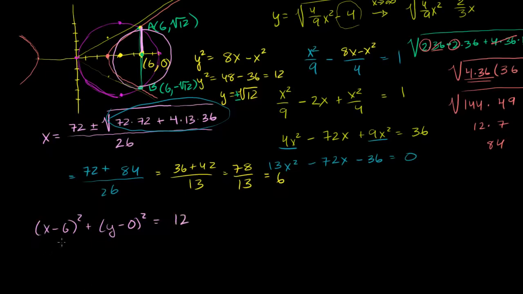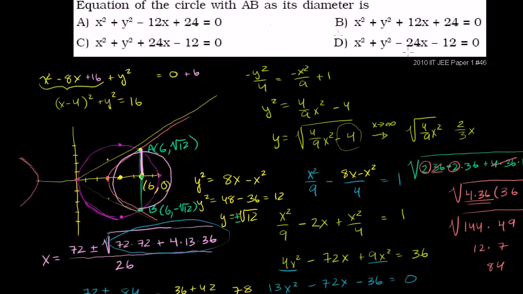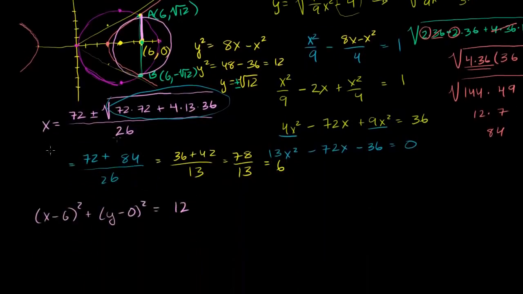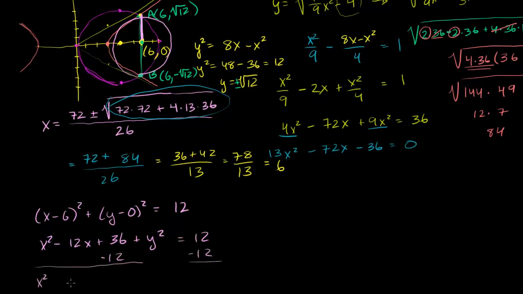So the equation is going to be x minus 6 squared. And let's see what form they have up here. So they actually multiply everything out. So let's just do that. So this is going to be x squared minus 12x plus 36 plus y squared is equal to 12. And then we could subtract 12 from both sides, and we get x squared minus 12x plus 24 plus y squared is equal to 0.